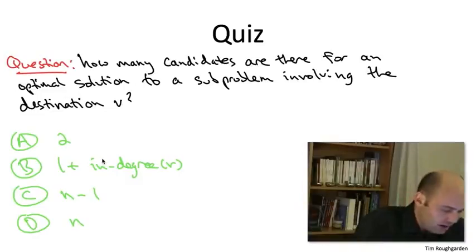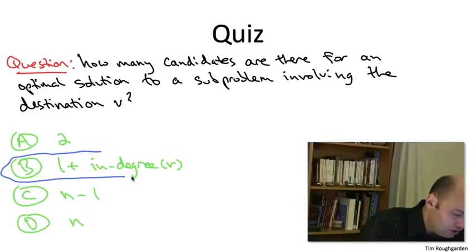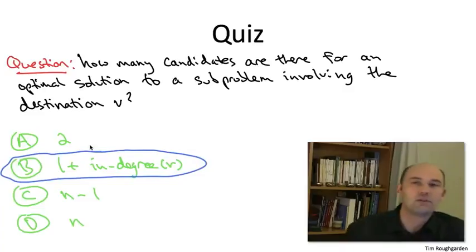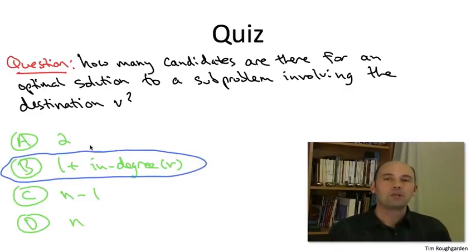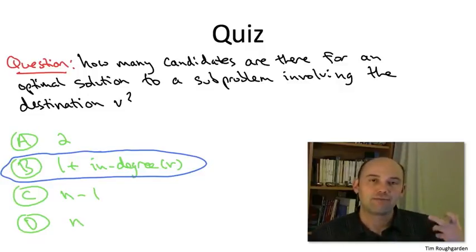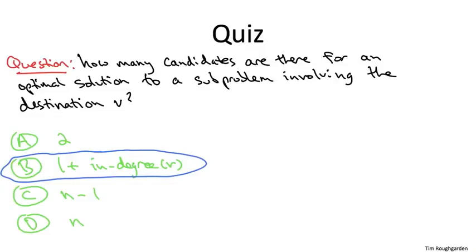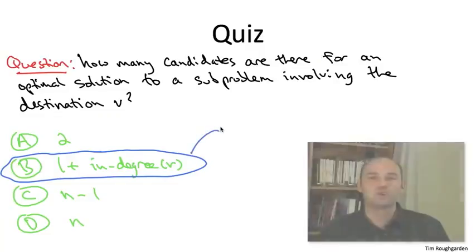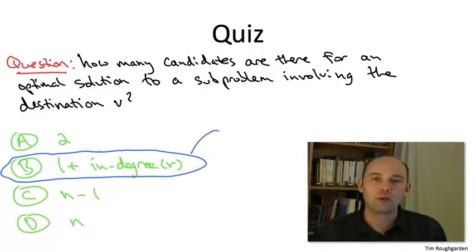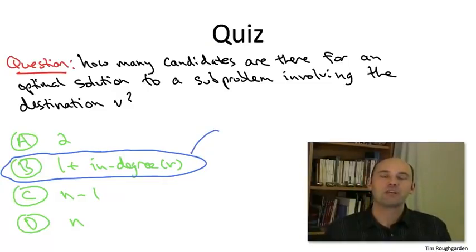The correct answer is the second one. The answer depends on which destination V you're talking about. What governs the number of candidates is the in-degree of this vertex, that is, the number of edges of the input graph that have V as their head. Why is this true? Well, case 1 contributes one possible candidate. It's possible that for a given I and a given V, all you do is inherit the optimal solution to destination V with a budget of one fewer edge.